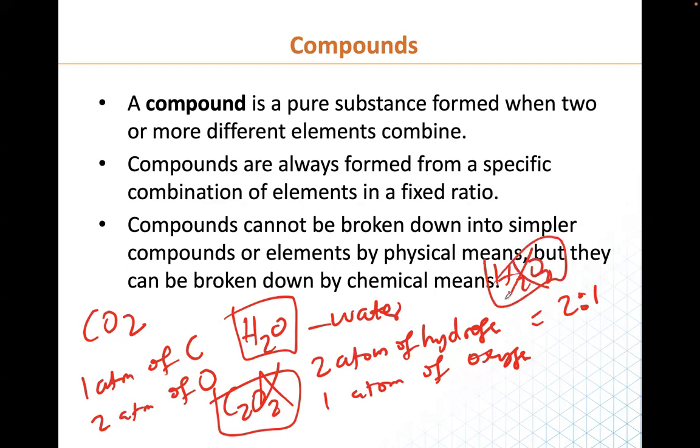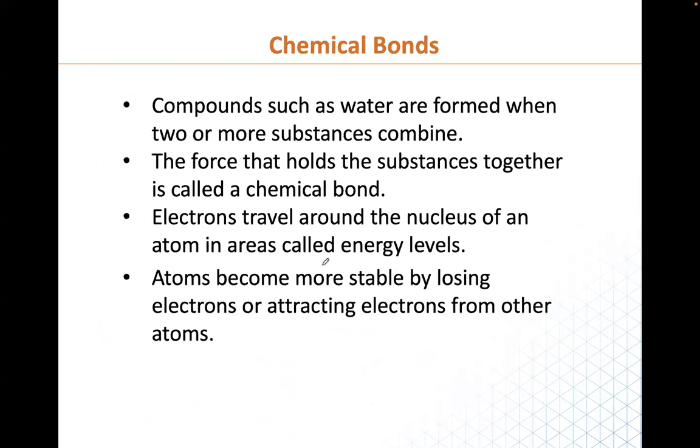All right. So compounds cannot be broken down into smaller compounds or elements by physical means. You cannot use a physical means for it, but they can be broken down by chemical means. When you use a chemical means, it could break it down easily. So compounds such as water are formed when two or more substances combine together. The force that holds the substances together is called a chemical bond.